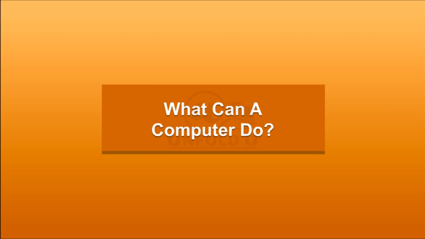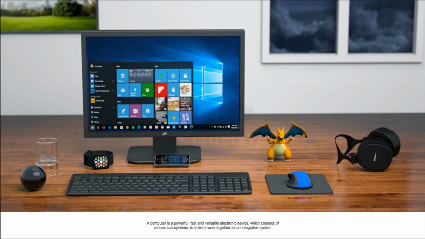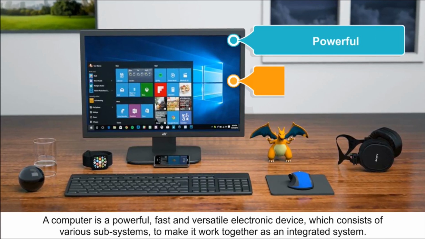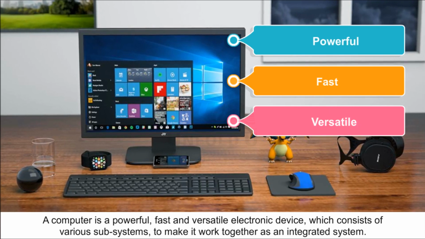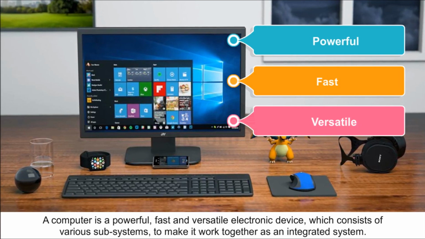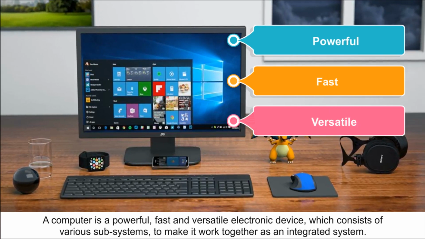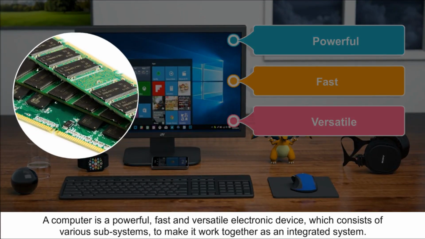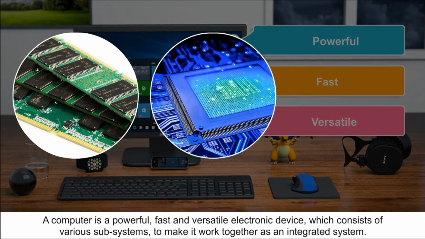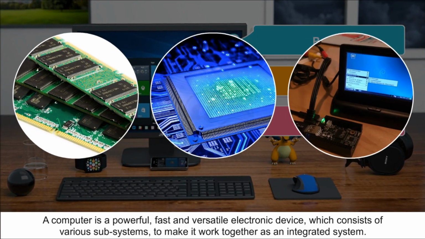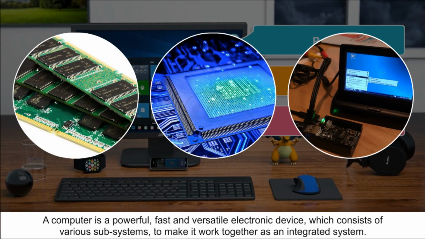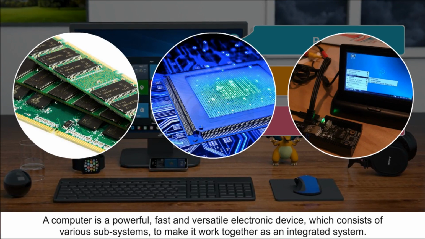What can a computer do? A computer is a powerful, fast and versatile electronic device which consists of various subsystems like memory, microprocessor, input system and output system to make it work together as an integrated system.